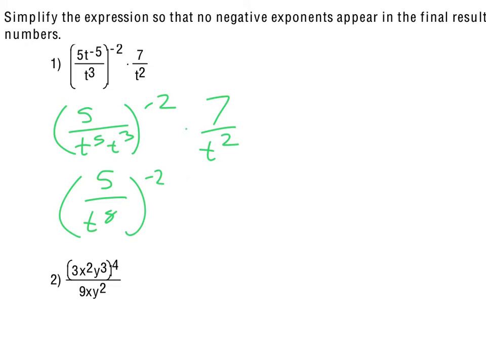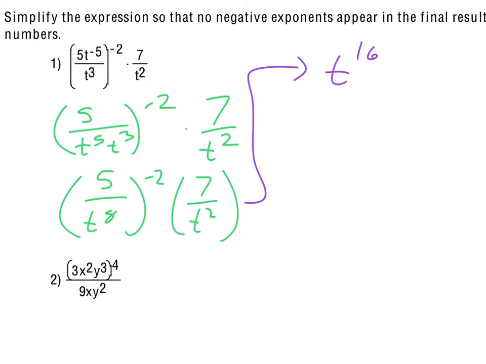Now that whole fraction is still to the negative 2 power. So if I use that negative exponent to flip it over and square both the top and bottom at the same time, I would get a t to the 16th on top and a 25 on the bottom. So again, the negative exponent flips that, so the 5 would be on bottom, but it's going to be 5 squared, and the t to the 8th would be on top, but we square that, so the 8 times 2.